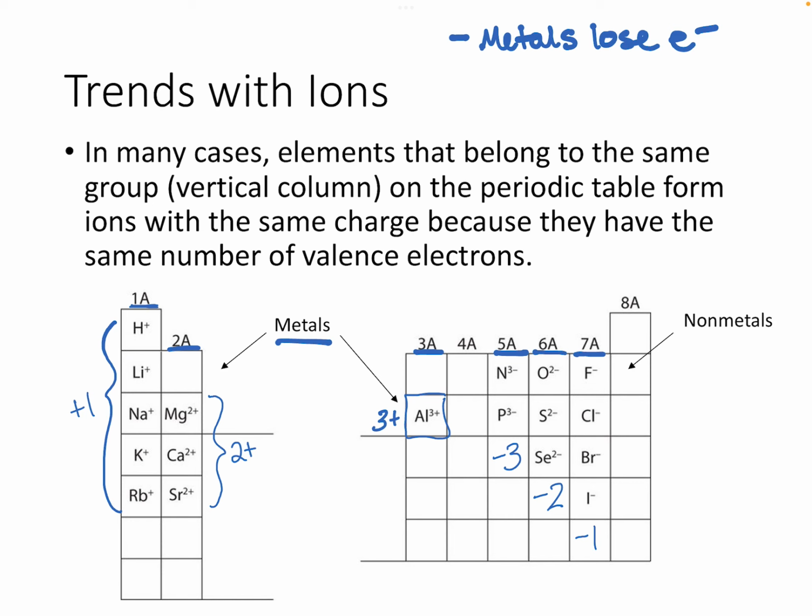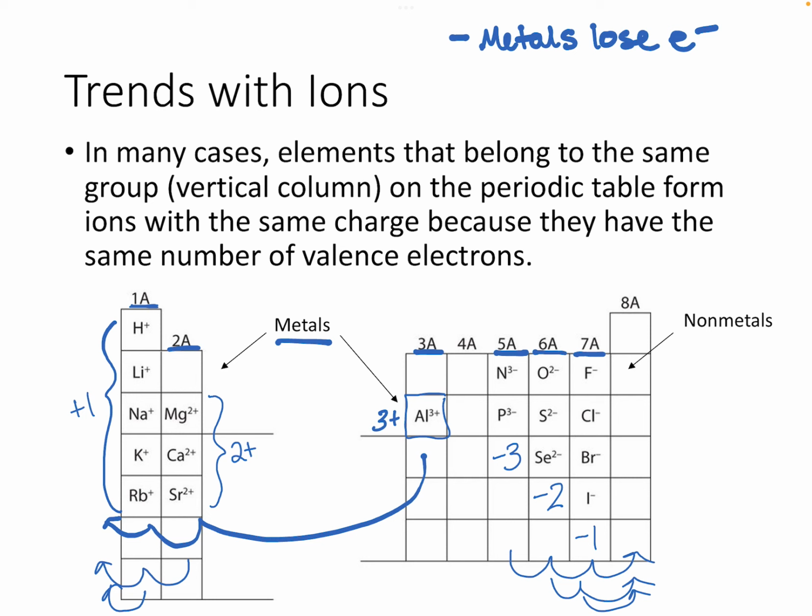So notice that aluminum lost 3 electrons to become like a noble gas. Everything in column 2 lost 2 electrons, and then everything in column 1 just lost 1 electron. Column 5 elements gained 3 electrons to become like a noble gas. Everything in column 6 gained 2 electrons. Everything in column 7 gained 1 electron to become like a noble gas.